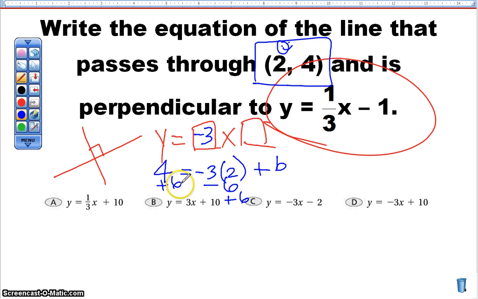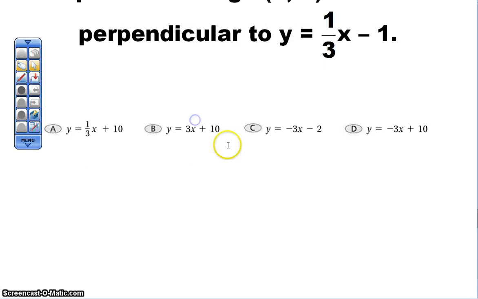4 plus 6 makes 10. So I'm going to put my 10 in my box at the end. That's my y-intercept. So negative 3x plus 10, and there it is, choice D. Choice D. Okay, let's see what we have next here.